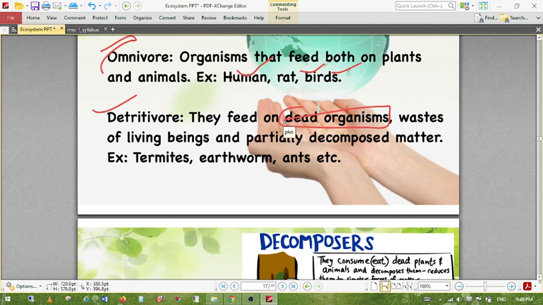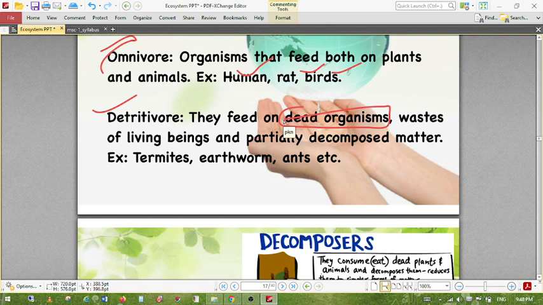And in every step only 10% of the energy is transferred and 90% of the energy is released to the atmosphere, so total 100%. This 10% energy is sufficient to manage all the requirements of the next trophic level. And thus, according to the laws of thermodynamics, energy can neither be created nor destroyed, and it can only be converted from one form to another form.